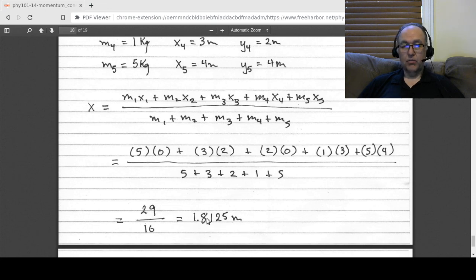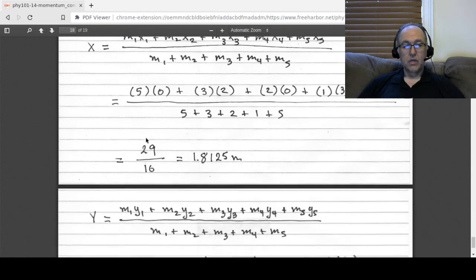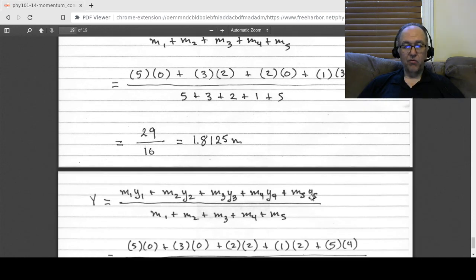Okay, so that's just the x component. What does the y component formula look like? Take this whole formula, and wherever you see x's, replace it with y's. So here we go. Here's the y component formula. It's m1y1 plus m2y2 plus m3y3 plus m4y4 plus m5y5, all divided by the total mass.